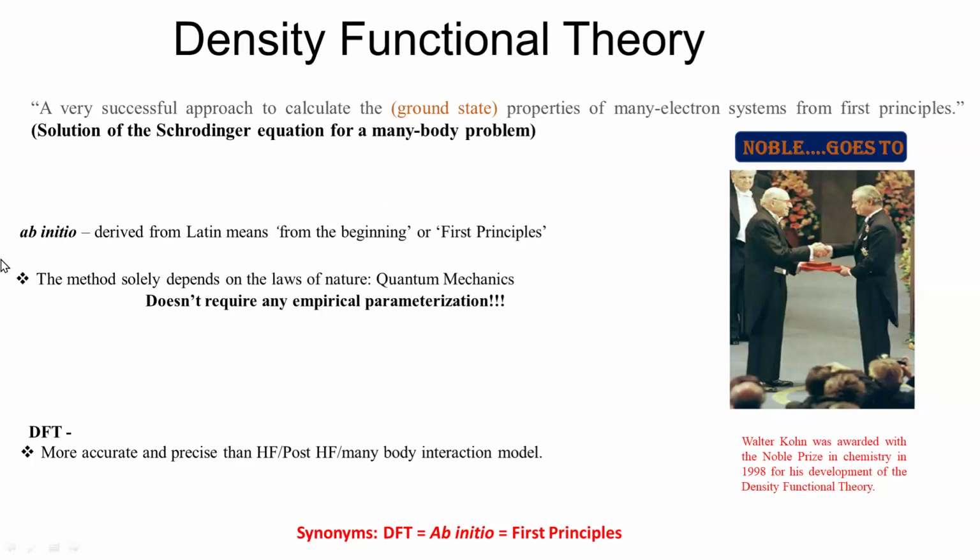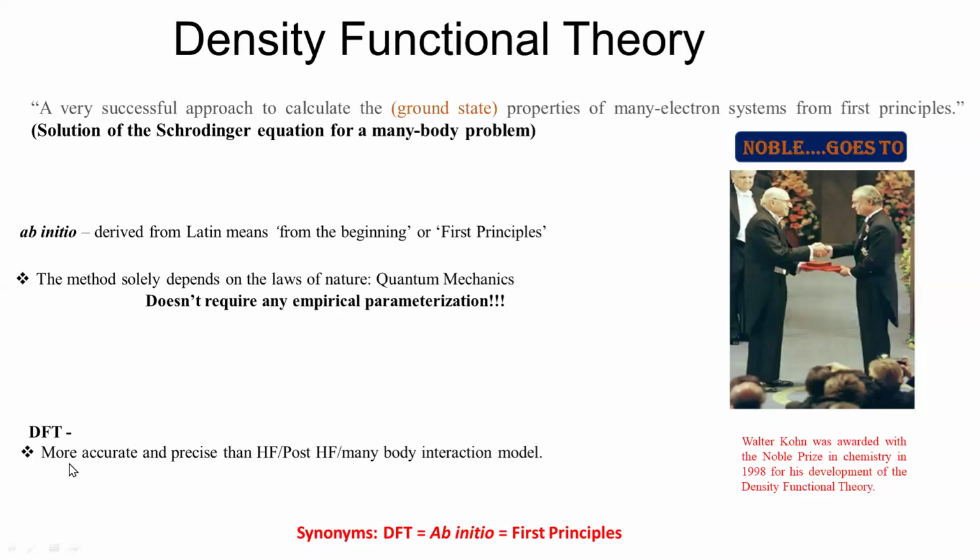Sometimes it is referred to as ab initio calculation. It is called density functional theory, first principle calculation, and sometimes ab initio calculation. Ab initio is a Latin term which means from the scratch or from the beginning. Why is it called first principle or ab initio? Because it doesn't require any empirical parameterization. It is a quantum mechanical method and requires very few parameters.